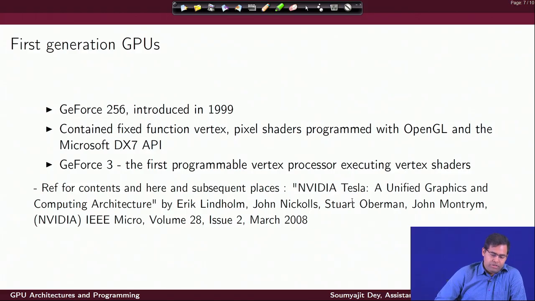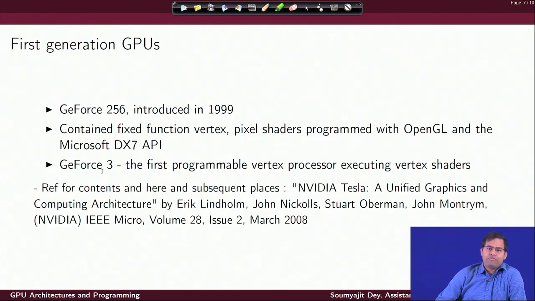So, what were the first generation GPUs? The GeForce 256 was introduced in 1999. This was one of the first GPUs, and they contained fixed function vertex and pixel shaders, which were programmed with OpenGL and the Microsoft DX7 API. So, the graphics pipeline for this GPU still contained fixed function vertex and pixel shaders. That means they were not software programmable in the sense that these are hardware blocks which understood the lower level API calls from OpenGL and Microsoft DX7.